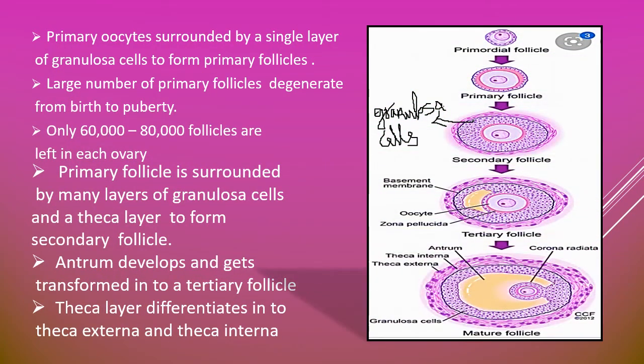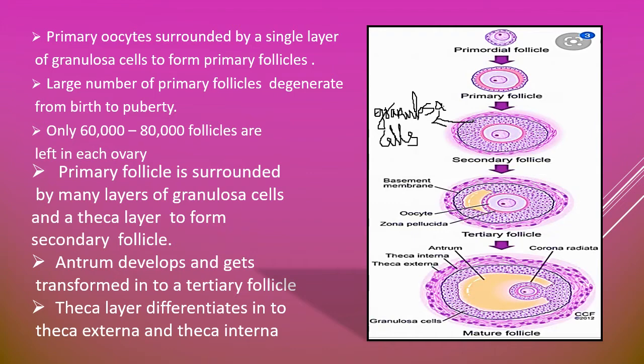Then, the primary oocyte is surrounded by a single layer of granulosa cells to form primary follicles. As a large number of primary follicles degenerate from birth to puberty, only 60 to 80,000 follicles remain in each ovary at the time of puberty.